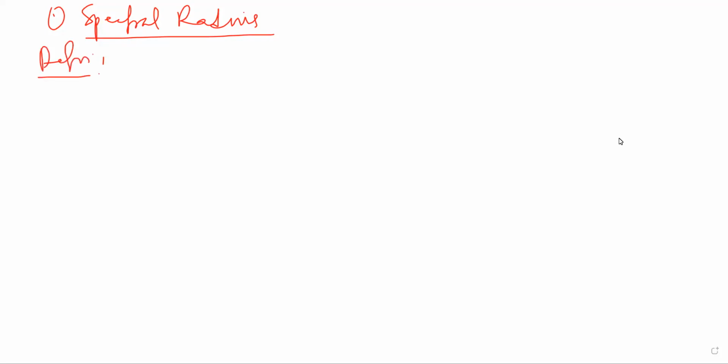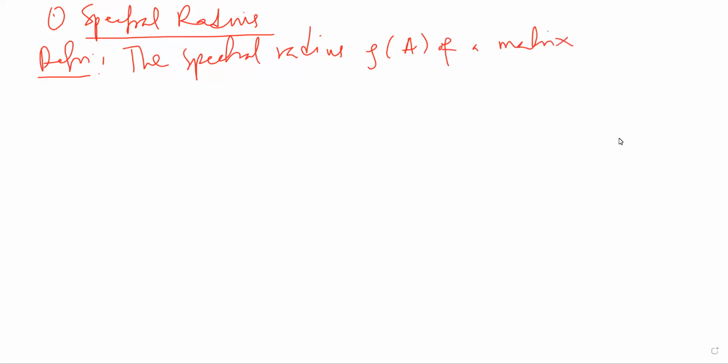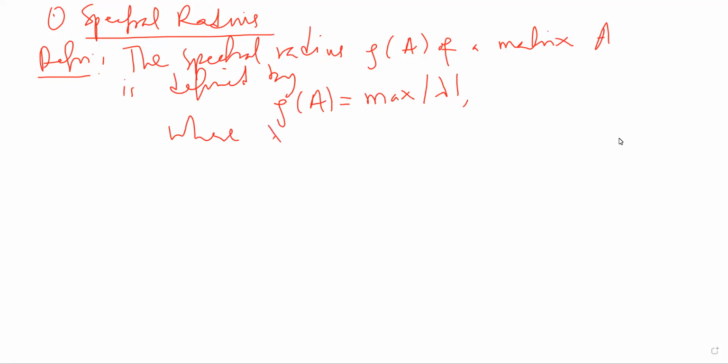Definition of the spectral radius. We usually write the spectral radius of the matrix. So the spectral radius of a matrix A, which we usually write like this, is defined as the maximum of the absolute values of lambda, where lambda is an eigenvalue of A.